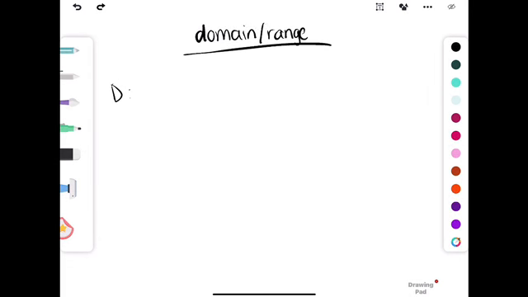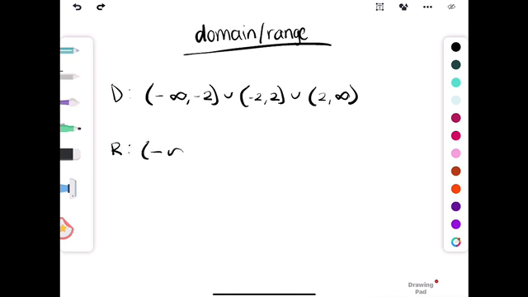Using the asymptotes that we already solved for will help you figure out the domain. The domain of this graph is negative infinity to negative 2, union, negative 2 to 2, union, and 2 to infinity. And the range is negative infinity to infinity, as the graph never stops.